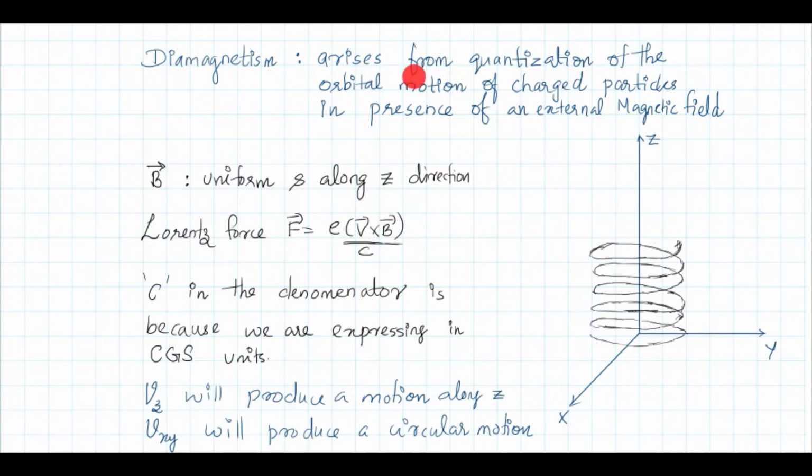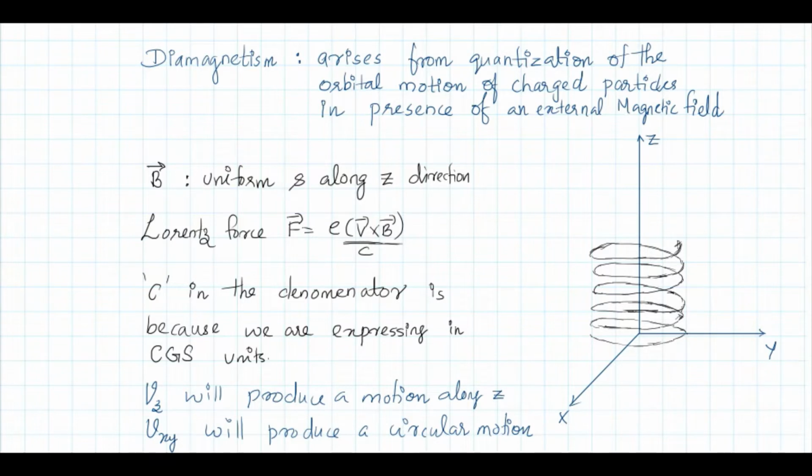It basically arises from the quantization of the orbital motion of charged particles in presence of an external magnetic field. Materials will show diamagnetic property only in presence of an external magnetic field, and those materials should contain charged particles. Now suppose you are applying a uniform magnetic field along the z direction. You can see the three axes here, x, y and z, and your external magnetic field is along the z direction.